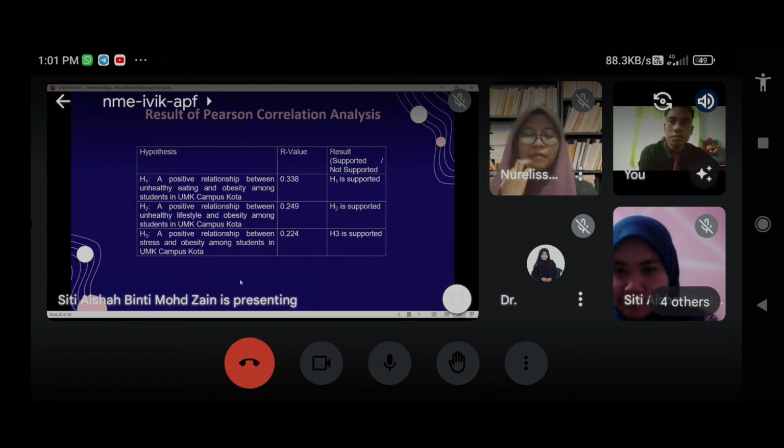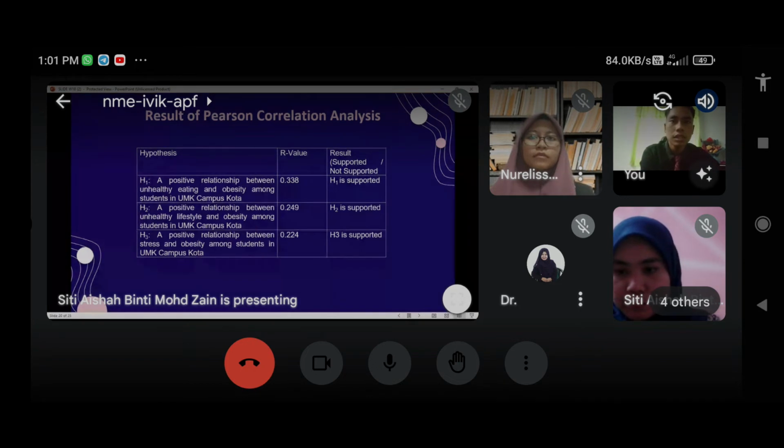Second, a positive relationship between unhealthy lifestyle and obesity among students in UMK campus, with Pearson correlation R 0.249. The results show hypothesis 2 is supported. Third, a positive relationship between stress and obesity among students in UMK campus, with Pearson correlation R 0.224. The results show hypothesis 3 is supported. Next.